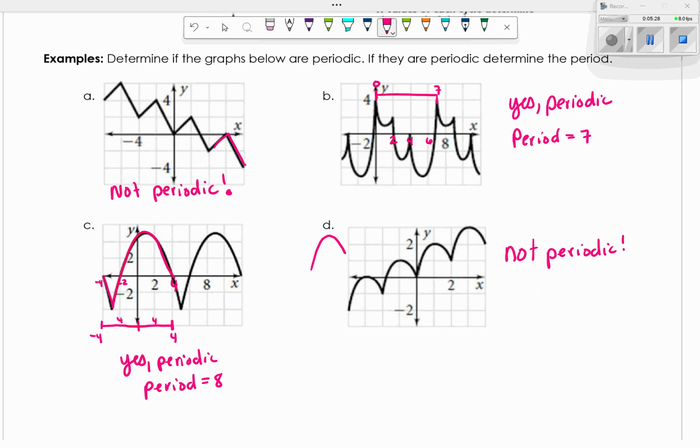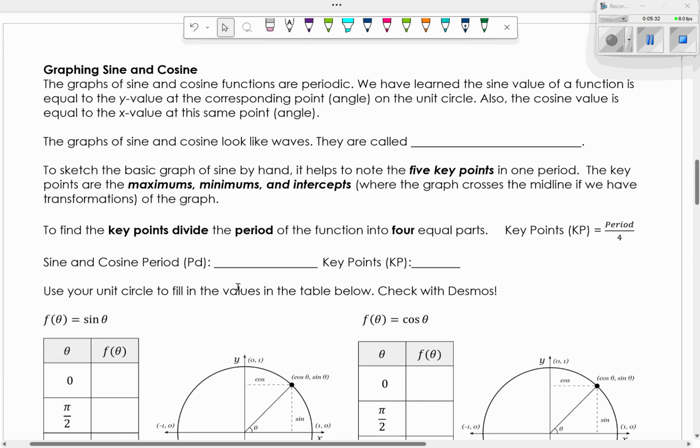If it's not periodic, then you can't find the period. So next, it looks like it's graphing the most famous ones that we have, the trigonometric ones, graphing sine and cosine. So the graphs of sine and cosine are periodic.